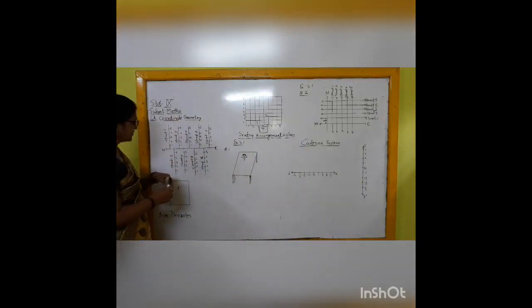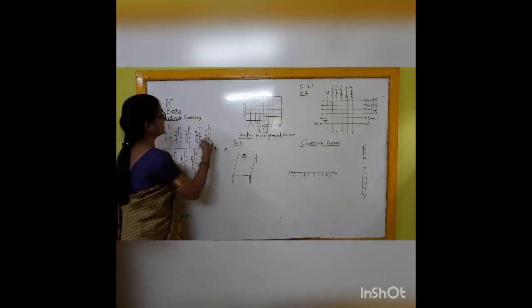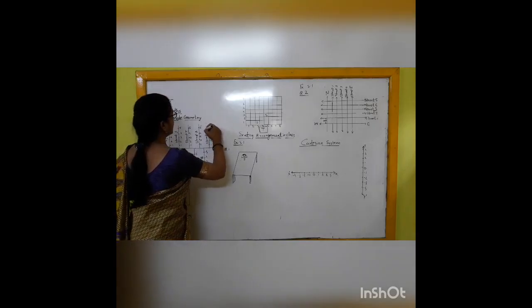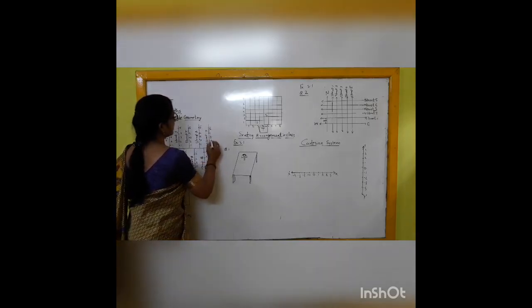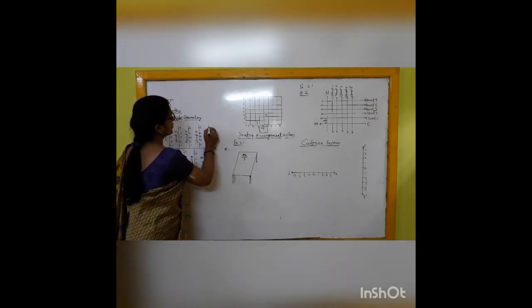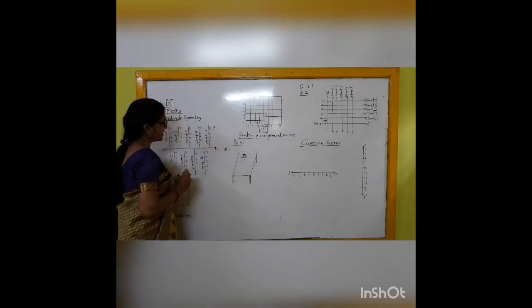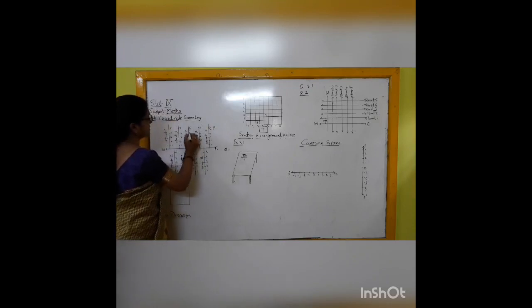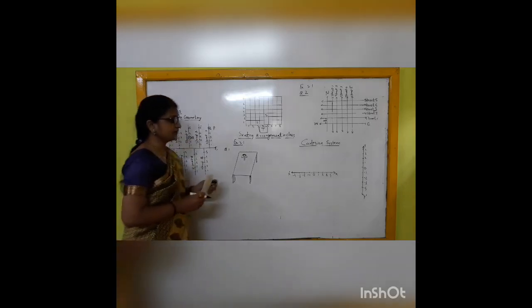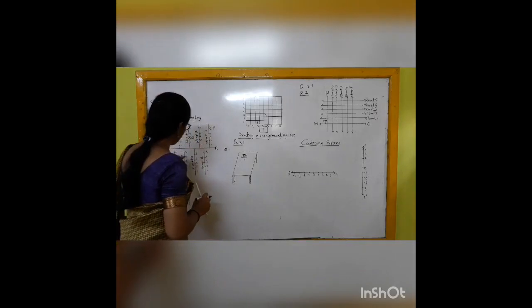So if you know that he or she is living on street number 5, house number 3, or 4, 3, suppose. So this is his position. So this is the town center.